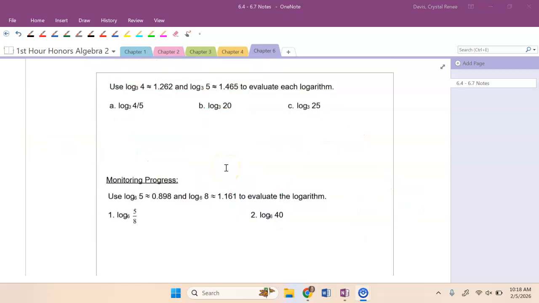All right, I would like you to go through and look at these on your own. I would like you to do these 3 first, and if you do these 3, you don't need to do the monitoring progress unless you really want to. But do these 3 first, pause this, do these 3 first. If you're having struggles, then do the monitoring progress as well.